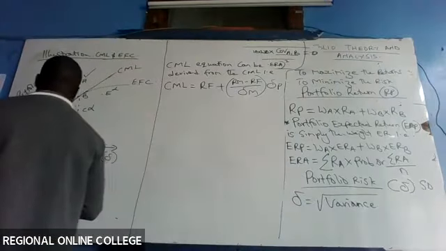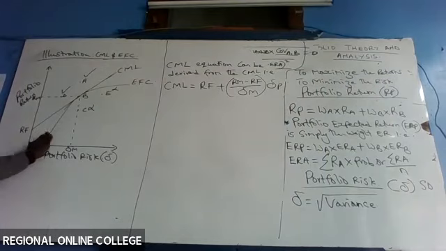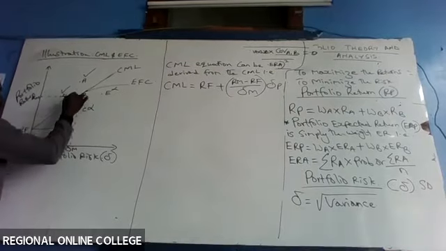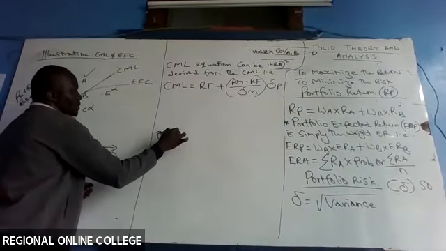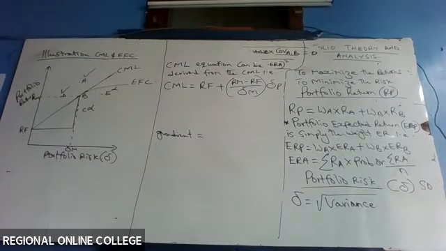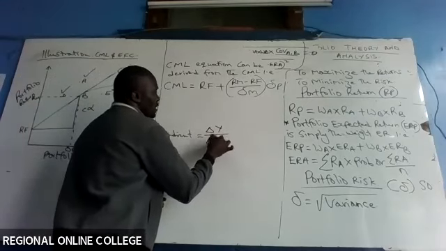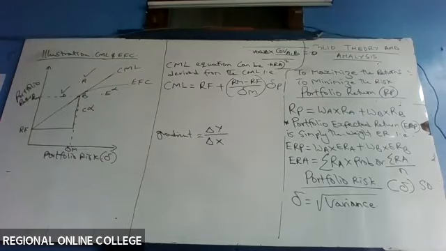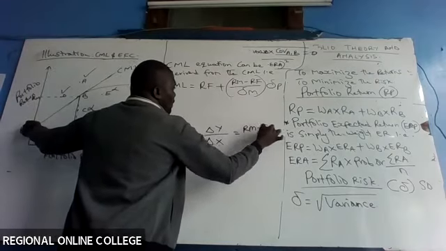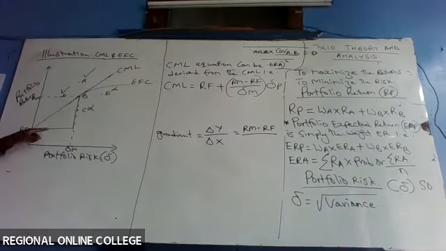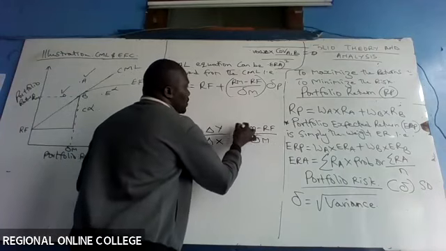But can we get the gradient of the straight line? Here to C and D. Gradient of the straight line. So they say make that triangle. Gradient equals changing y over changing x between the two and the y axis. So from our triangle, changing y is Rm minus Rf. Changing x is this minus this: standard deviation of the market minus zero, which will be the standard deviation of the market.